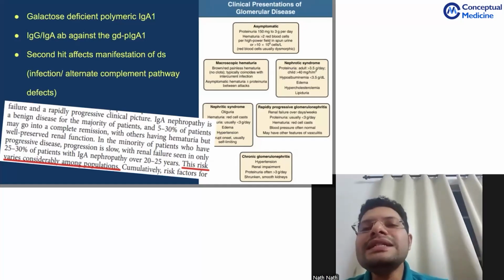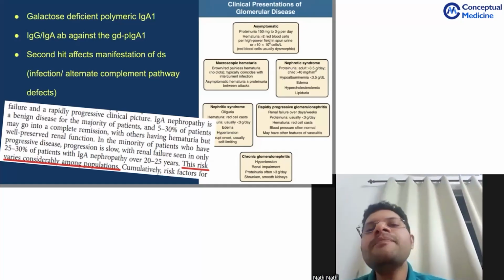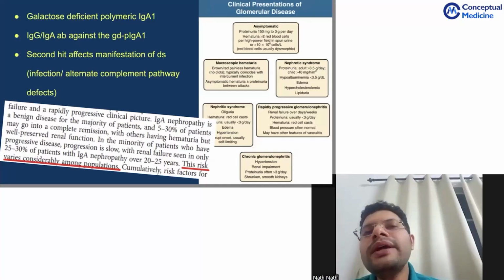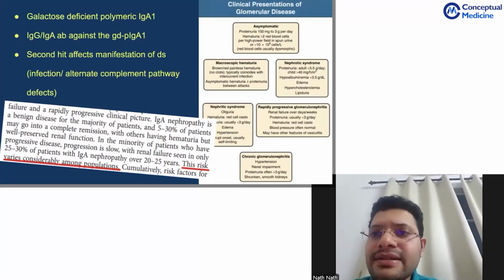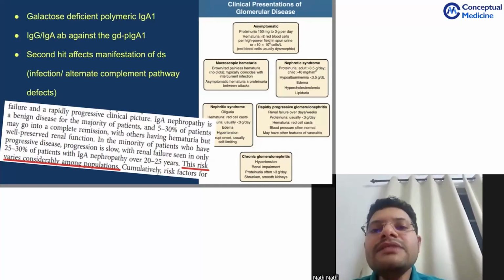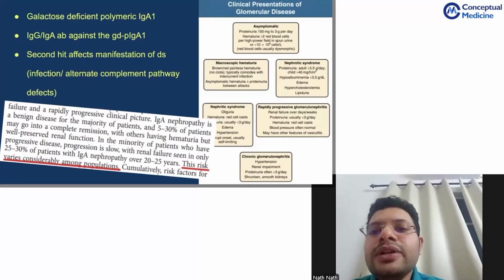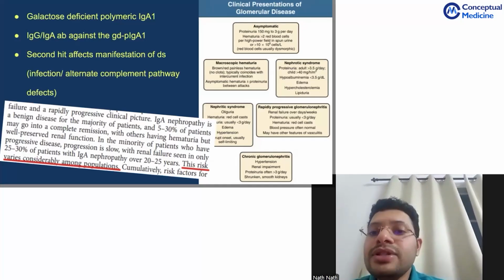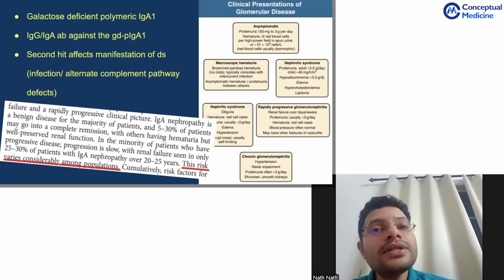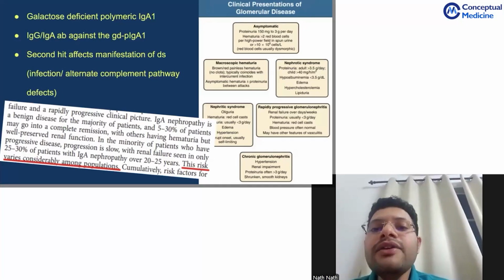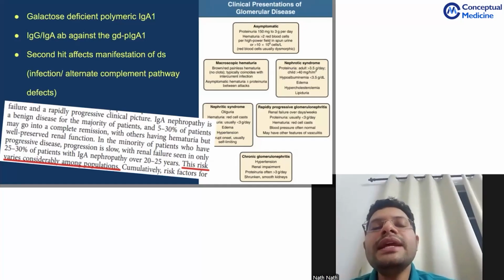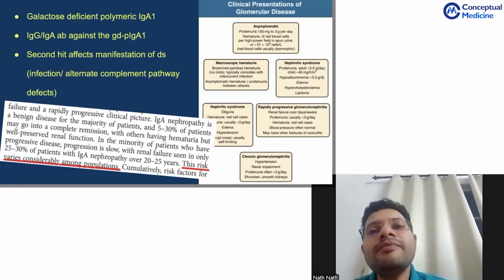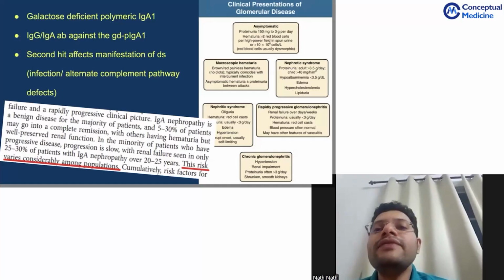Now, I've put in the inset a screenshot from Harrison's textbook, where I want to point out a couple of lines. Okay, so let's just read. IgA nephropathy is a benign disease. Let's read together. Is a benign disease for the majority of patients, and 5 to 30% of patients may go into complete remission, with others having hematuria but well preserved renal function. In the minority of patients who have progressive disease, the progression is slow, with renal failure seen in only 25 to 30% of patients over 20 to 25 years.